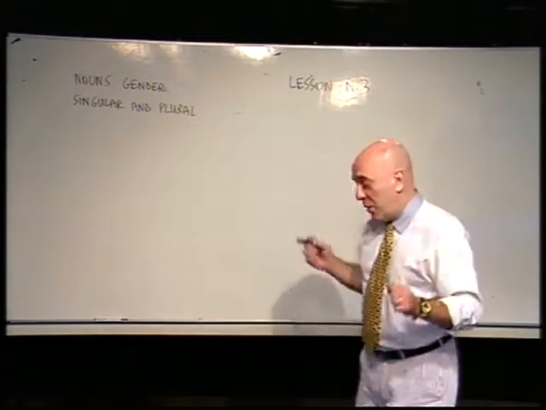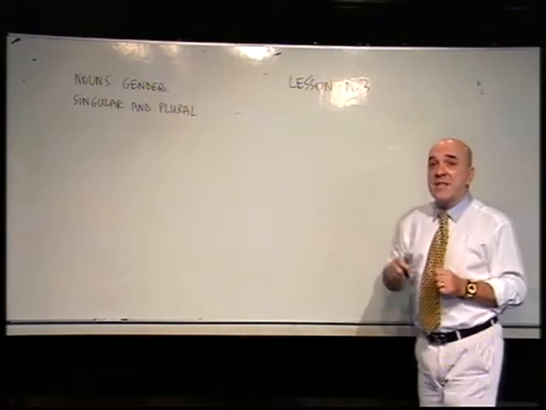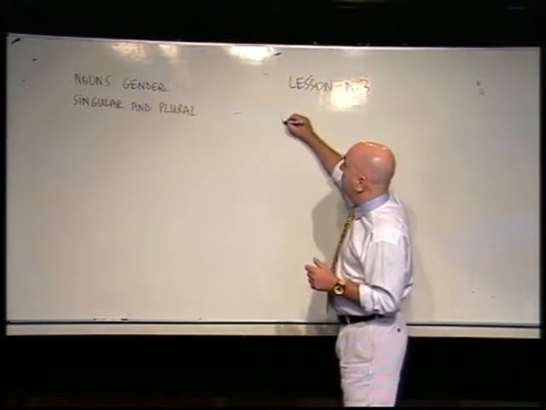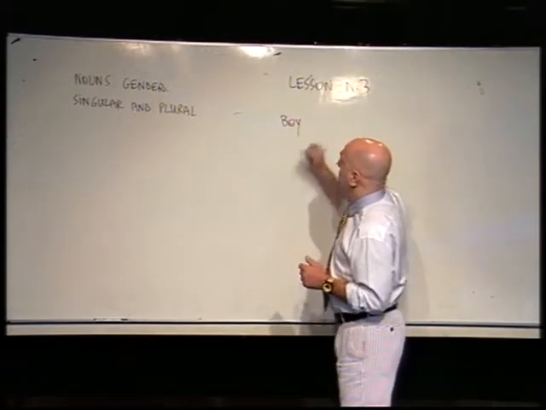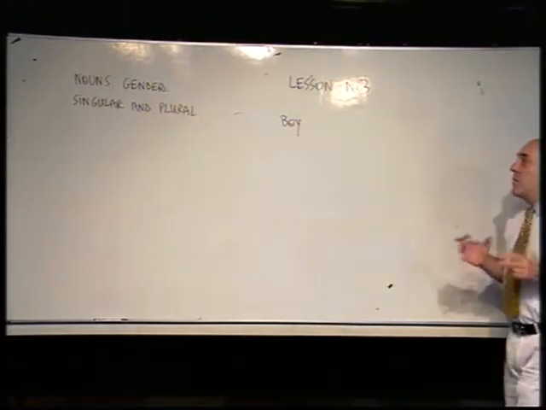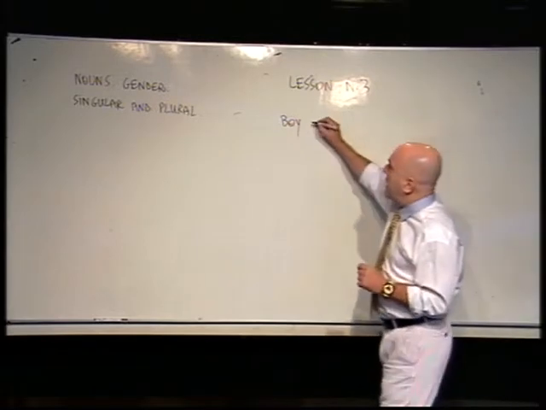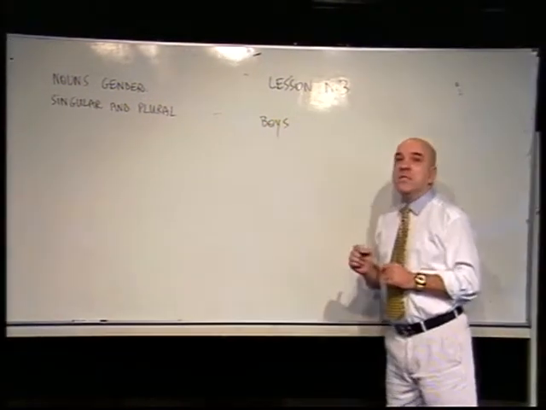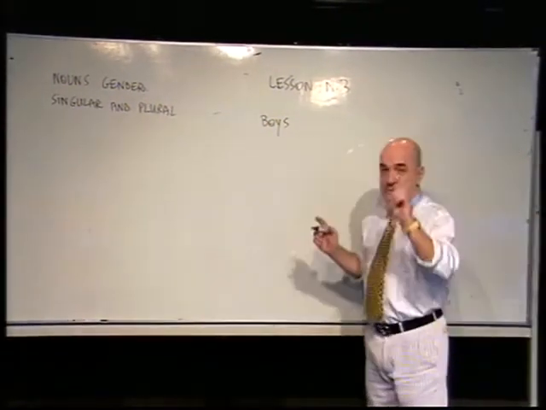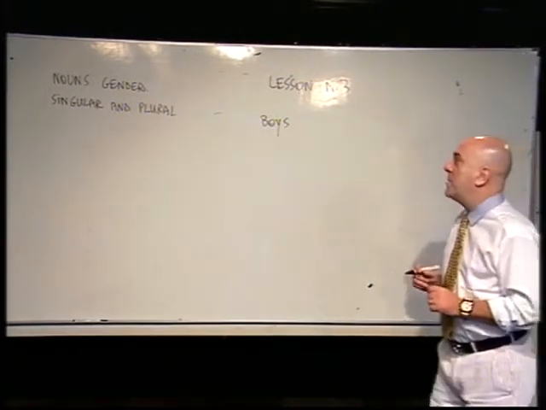In English, to make the plural of a word it is enough to just add the S. For example, you have the word boy. Boy, of course, is one boy. And if you want to talk about 2, 3, 4, 5, 6, so not one, you just add the S and it becomes boys. So boy is singular and boys is plural.